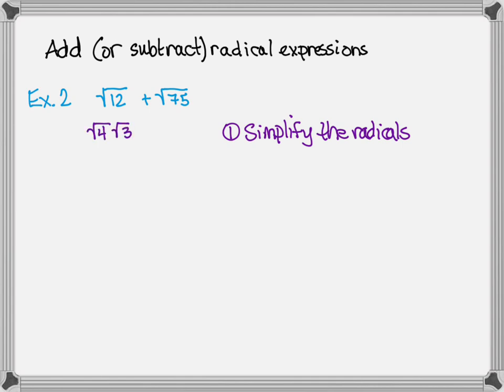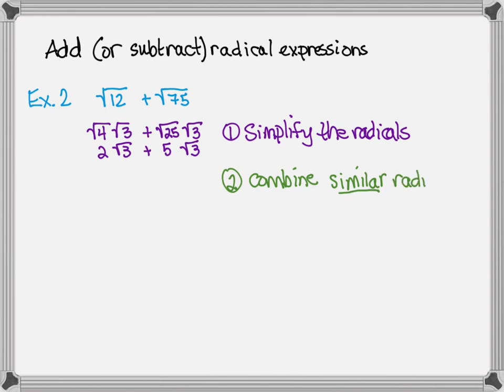Let's finish simplifying that. The square root of 4 is 2, so that can be simplified to 2 radical 3. The largest perfect square factor of 75 is 25. I can rewrite the square root of 75 as the square root of 25 times 3. The square root of 25 is 5, so that can be simplified to 5 radical 3. So now that is simplified to 2 radical 3 plus 5 radical 3.